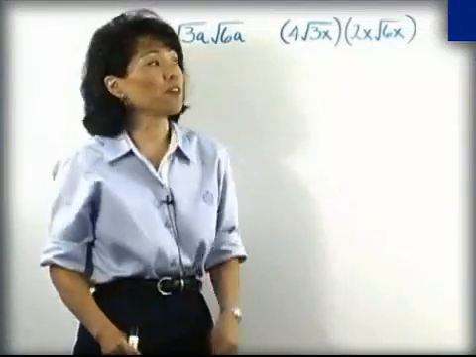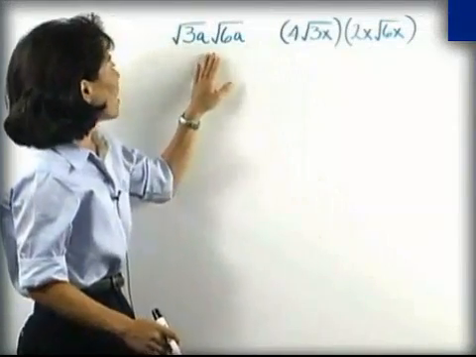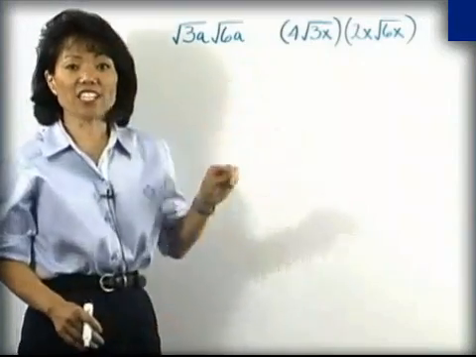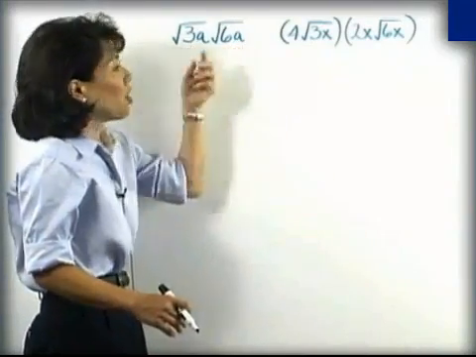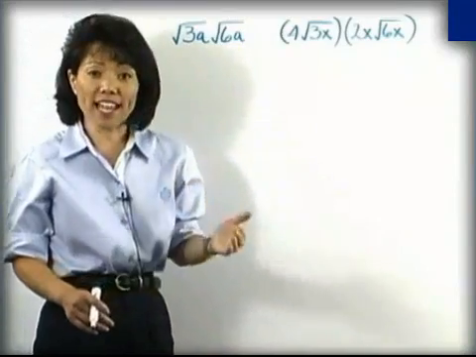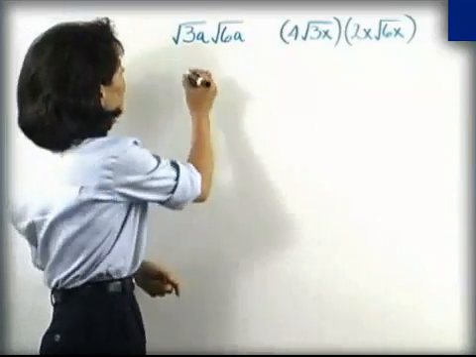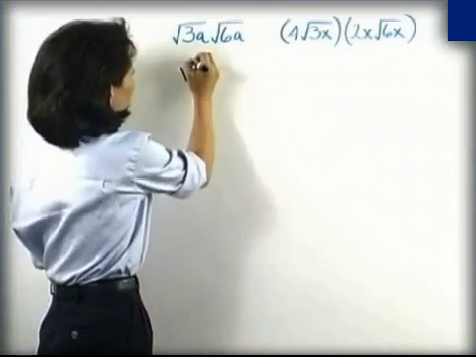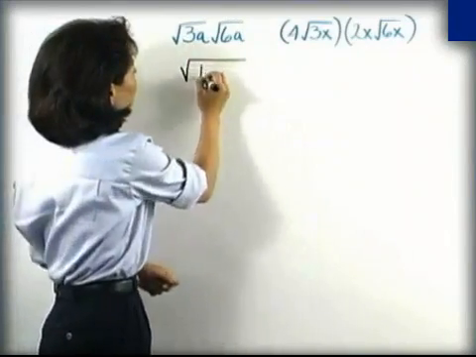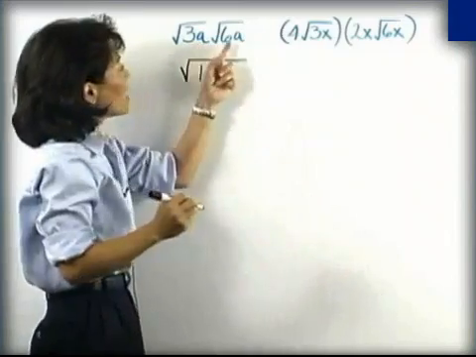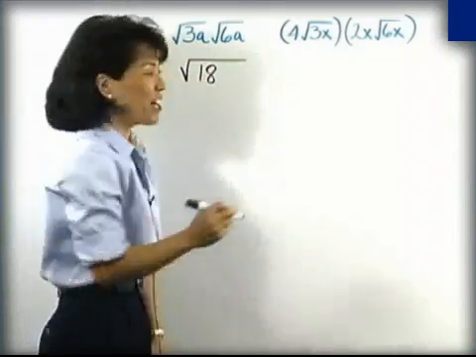Let's look at our first example. Here we're going to multiply the square root of 3a times the square root of 6a. Now, when we're multiplying radicals, we can multiply the radicands. So in other words, we can rewrite this expression as the square root of 3 times 6, 18, a times a squared.